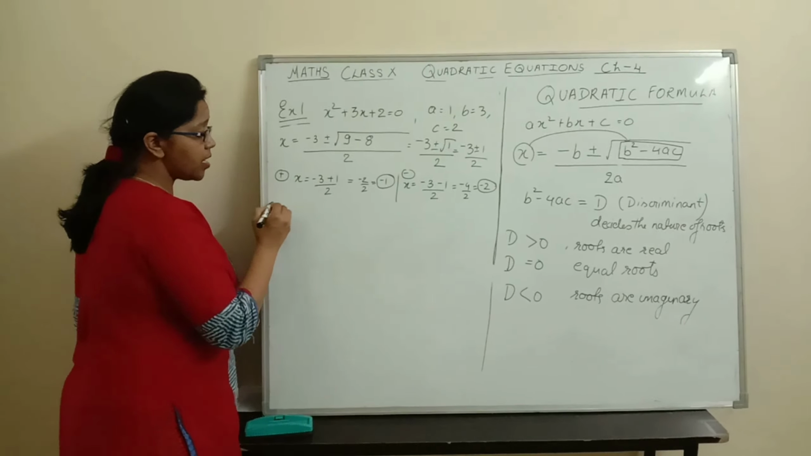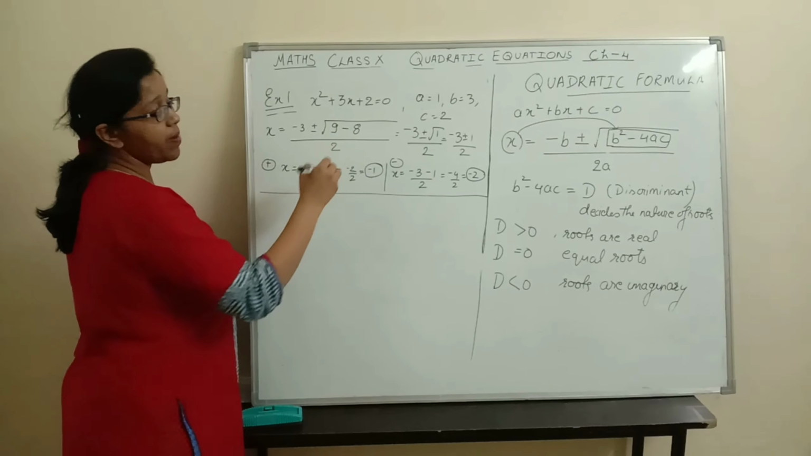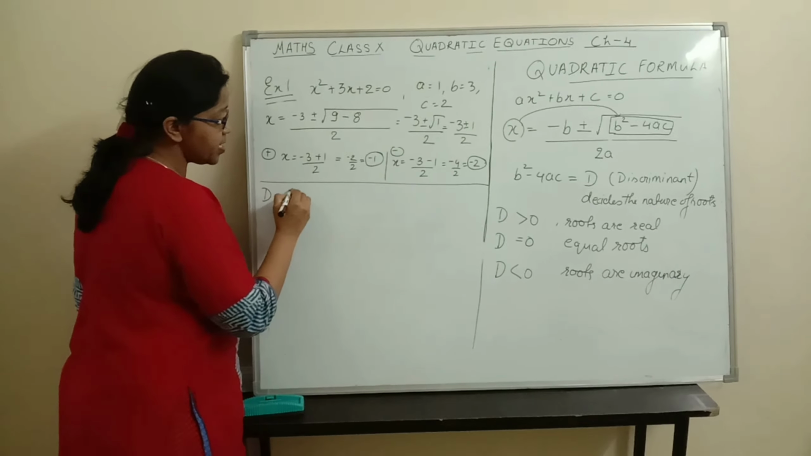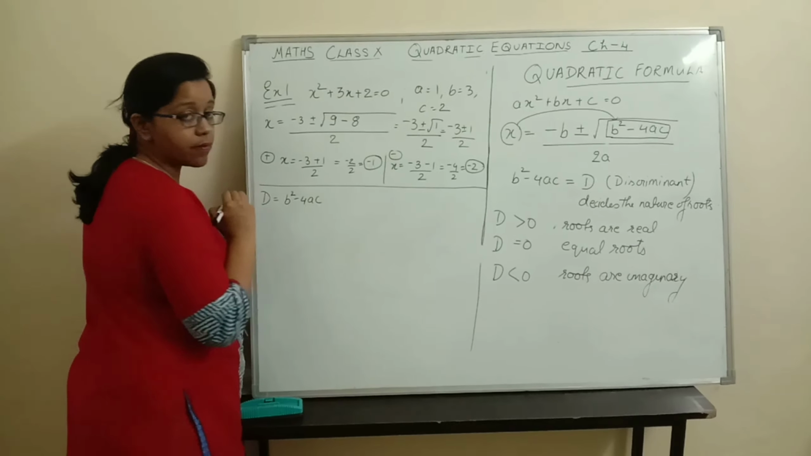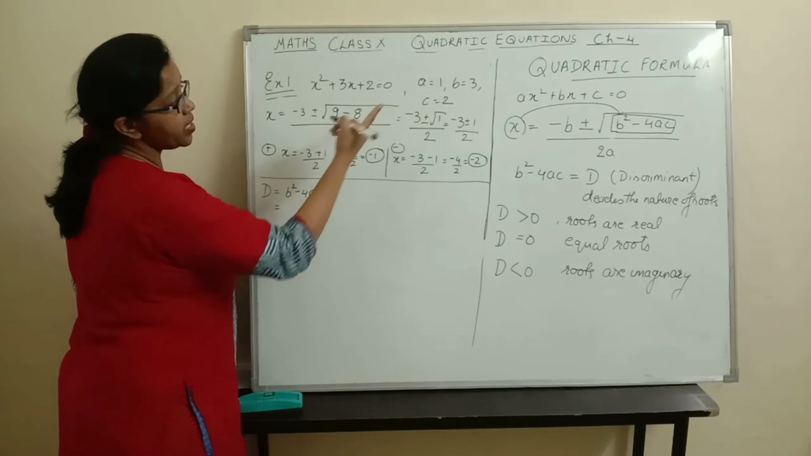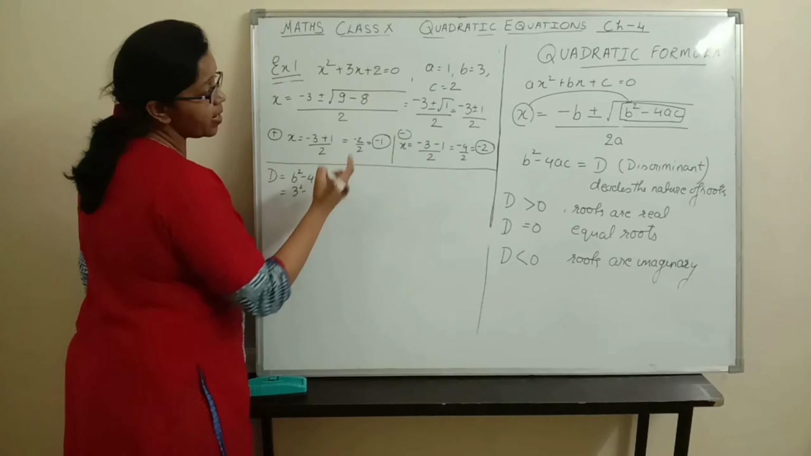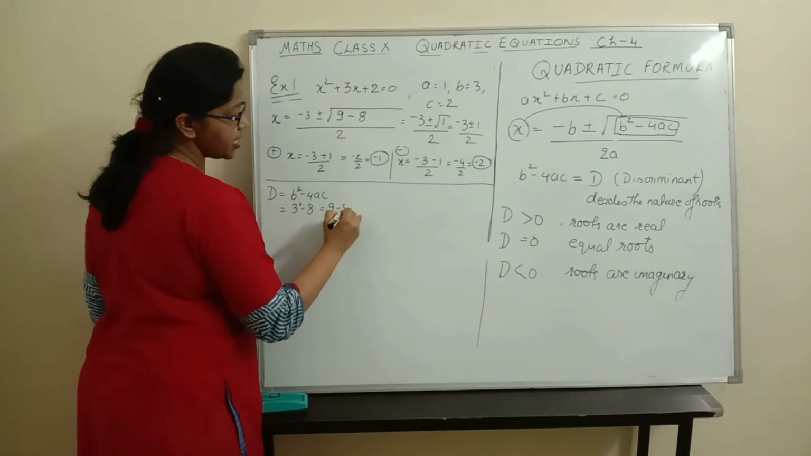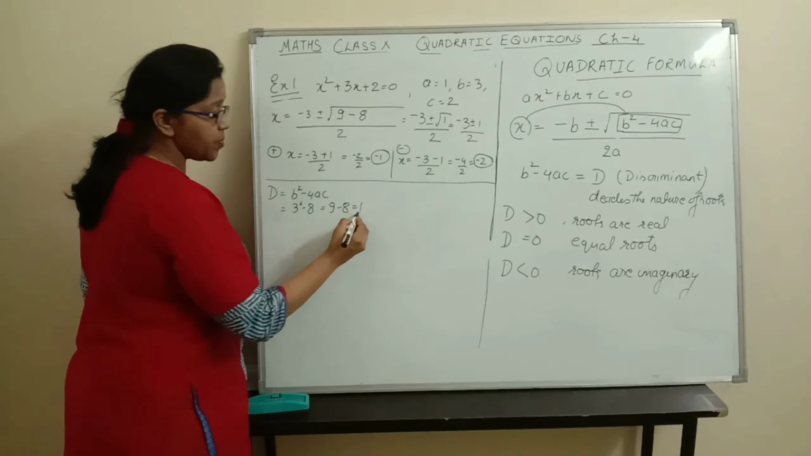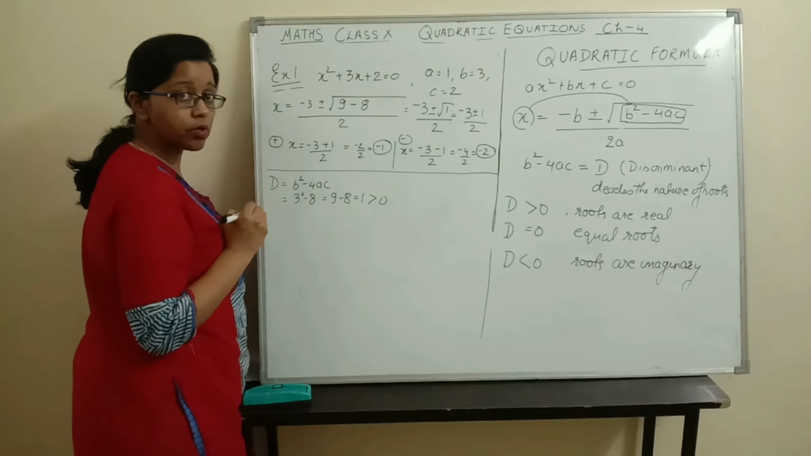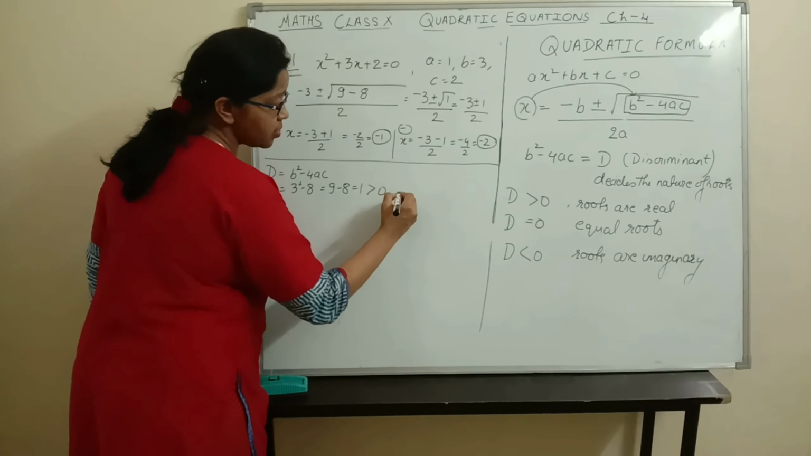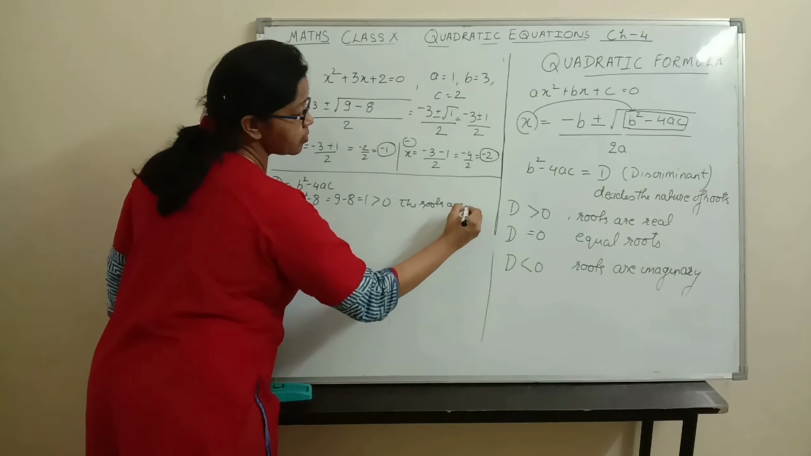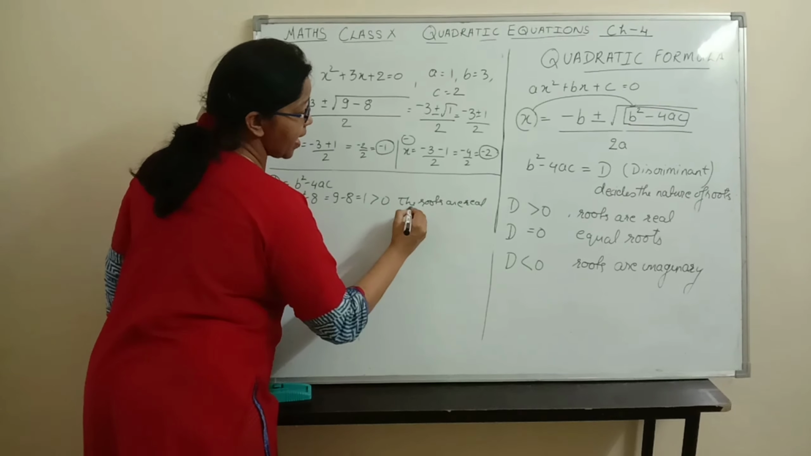Now we are checking the nature of the root by using the discriminant. D is equal to b square minus 4ac. Here also b is 3, square, minus 4 ones are 4, 4 twos are 8, is equal to 9 minus 8, which will give you 1. It means this is greater than 0, isn't it? So it means the roots are real and unequal.